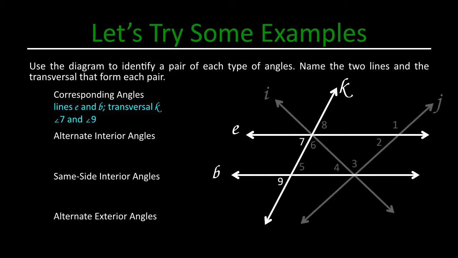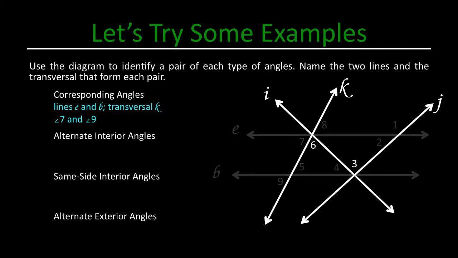Okay, bring back the diagram. Alternate interior angles. I'm looking for angles that are inside of the transversal, but on opposite sides. So let's get rid of some pictures, and I have my line K and J, and this time my transversal is I, which gives me angles 6 and 3.